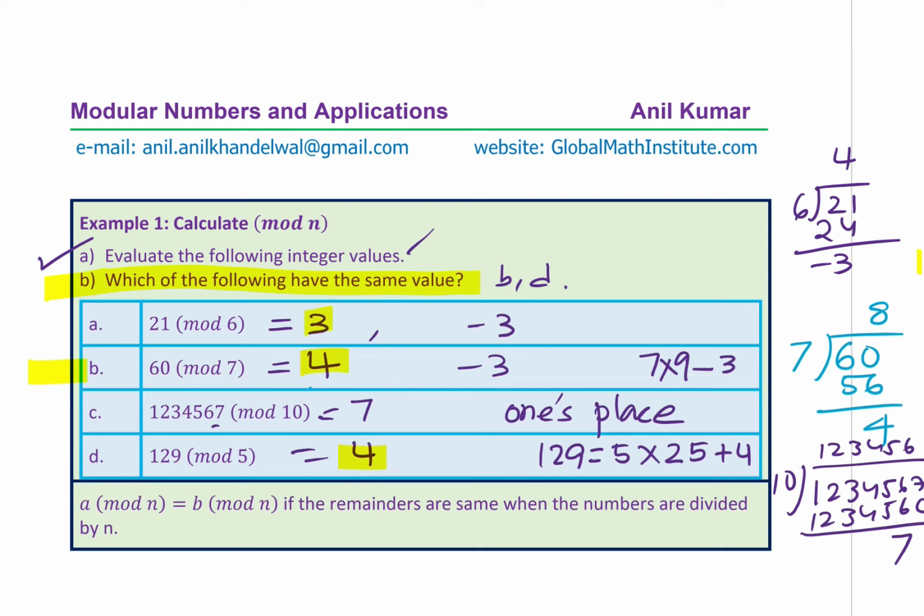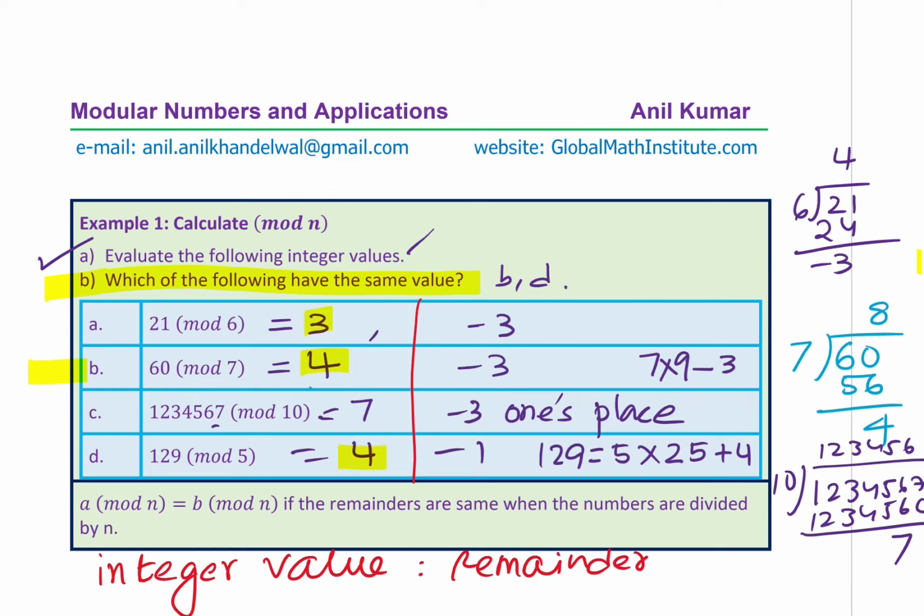Now, for the last one, 7. And 10, take away 7, is 3. So that could also be written as minus 3. And in the last case, we have 5 and 4. So if I take away 4 from 5, then I could get my remainder. You get the idea, right? 130 is a multiple of 10. This is one less. So minus 1. So basically, when you calculate mod of n, you could get both positive and negative numbers. And therefore, we say it is the integer value, right? Which is always treated as a remainder. As shown here, correct? So I hope that makes sense.